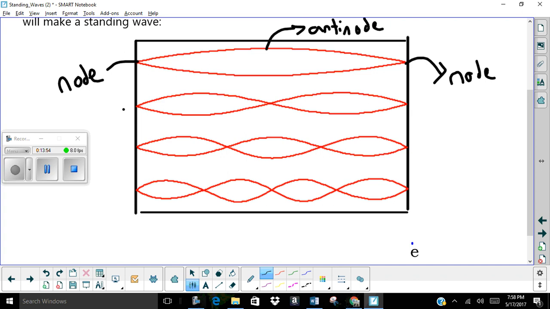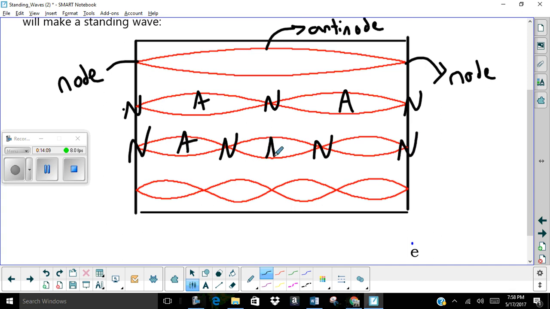In the second harmonic, I've got 1, 2, 3 nodes, 1, 2 antinodes. Third harmonic, 1, 2, 3, 4 nodes, 1, 2, 3 antinodes. And you can keep seeing the pattern here. Node, node, node, and antinode, antinode, antinode, antinode. Constructive interference, antinode. Destructive interference, node.